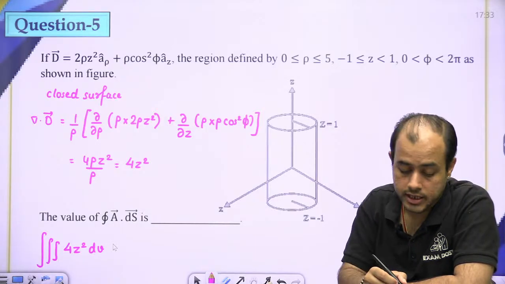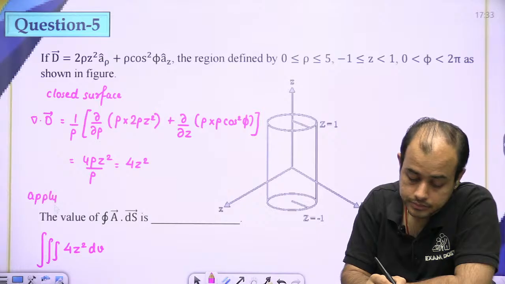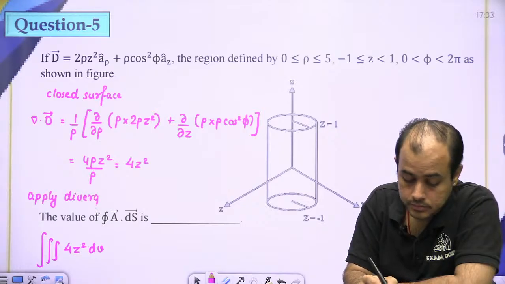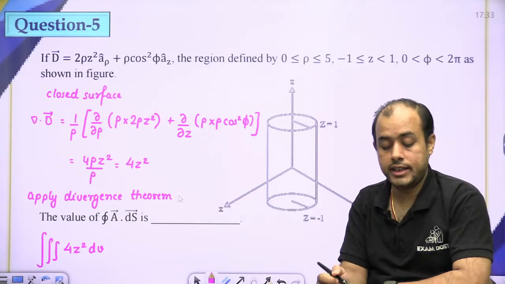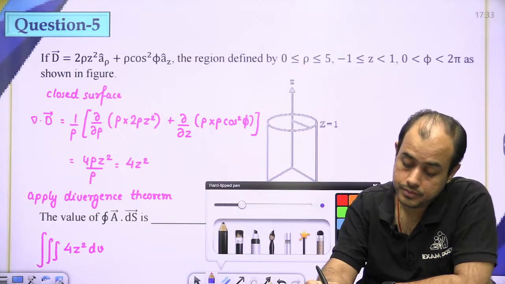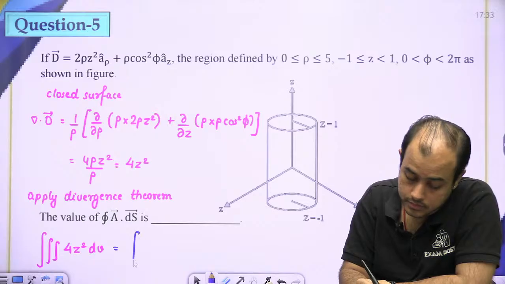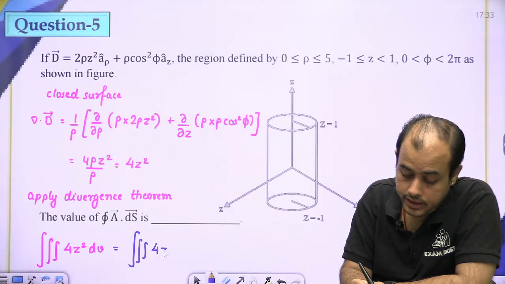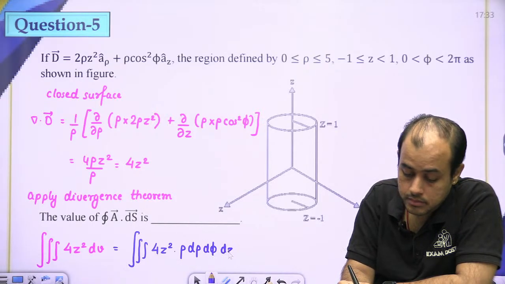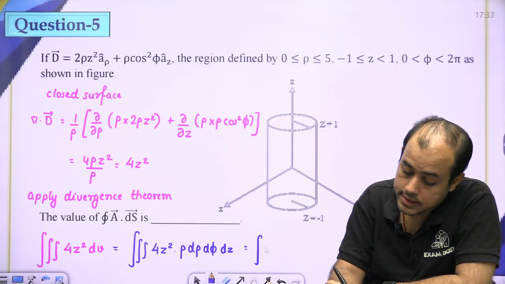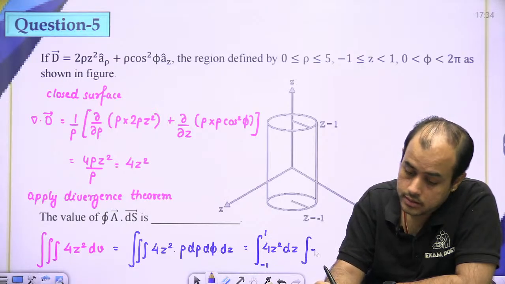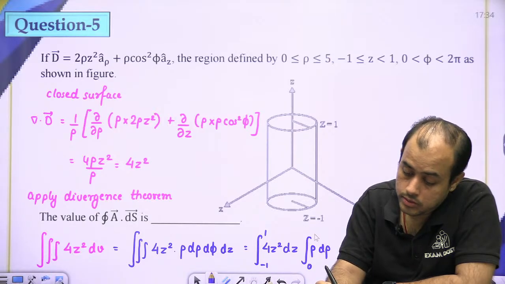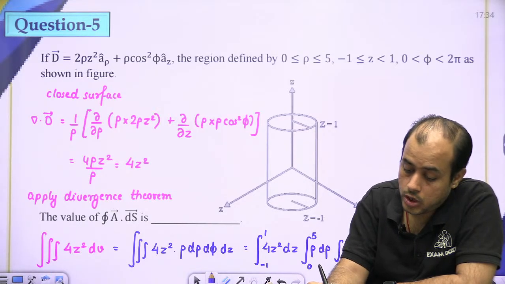I will convert it to volume integral. Now beta, after converting this to volume integration, what can we do? I will write dv in cylindrical coordinates. Now I will separate the integration. Z will go from minus 1 to 1. Rho will go from 0 to 5. Phi will go from 0 to 2 pi.